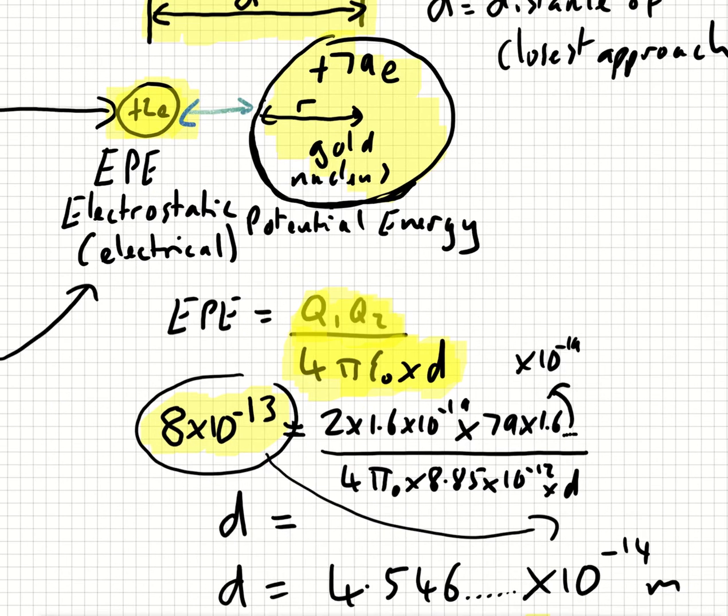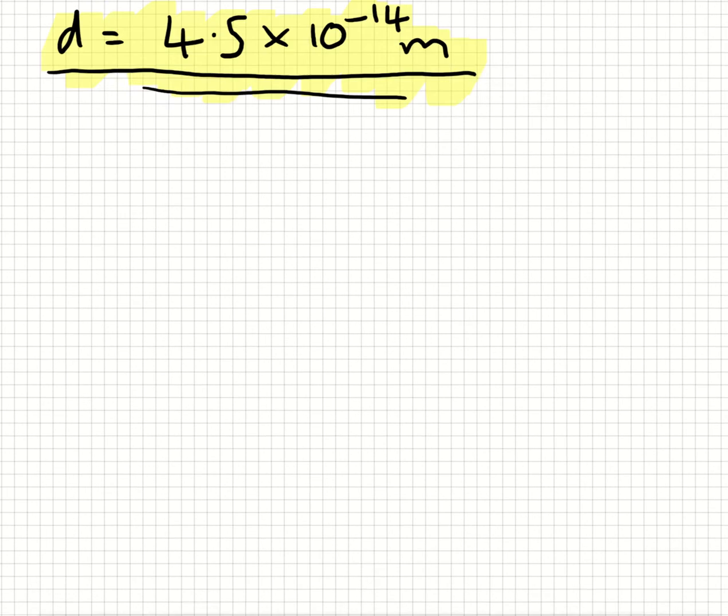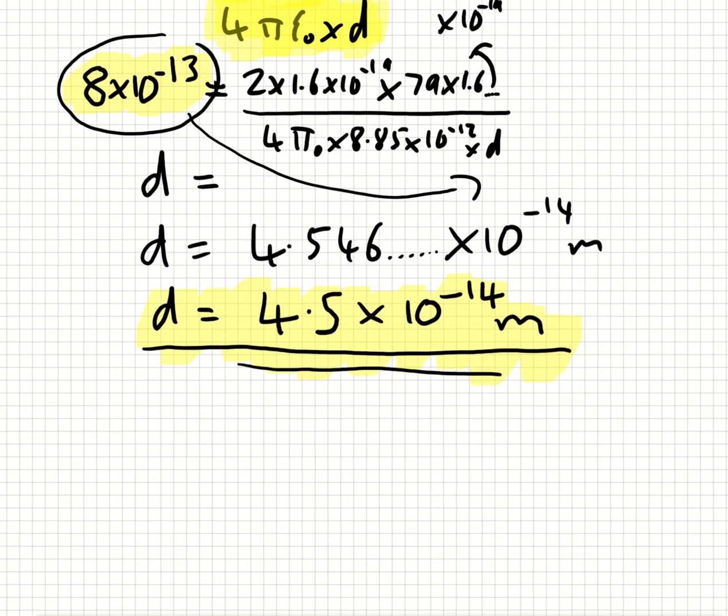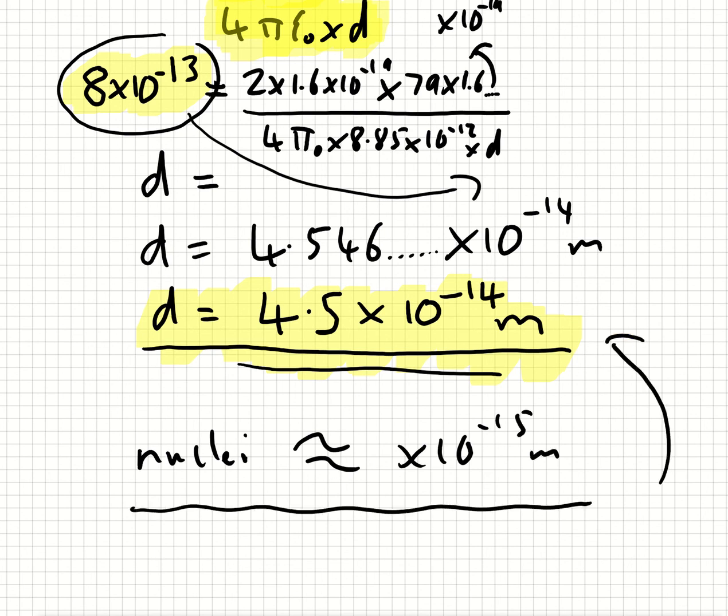So the gold nucleus is pretty tiny, less than 10 to the minus 14 of a meter. And as it says in the key point sheet, we think of the radius of nuclei as typically of the order of 10 to the minus 15 meters, which fits really nicely with this. As I just said, it's got to be smaller than that.